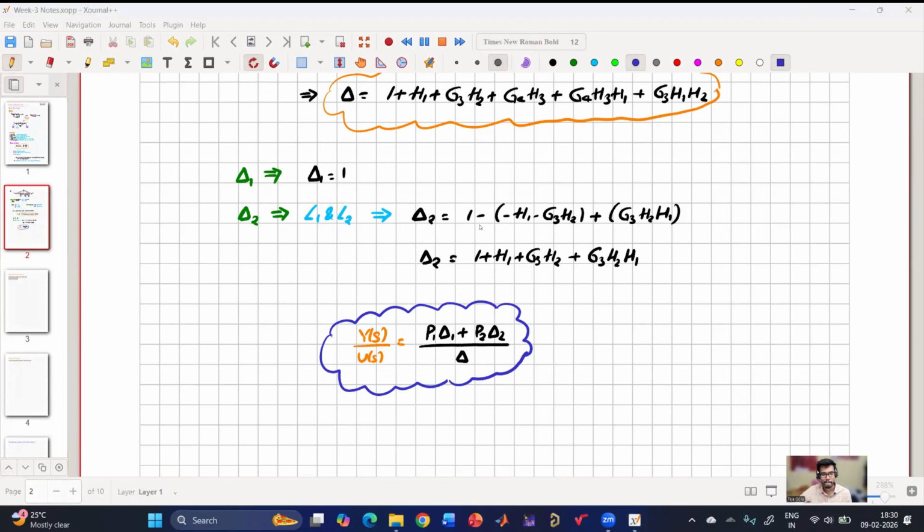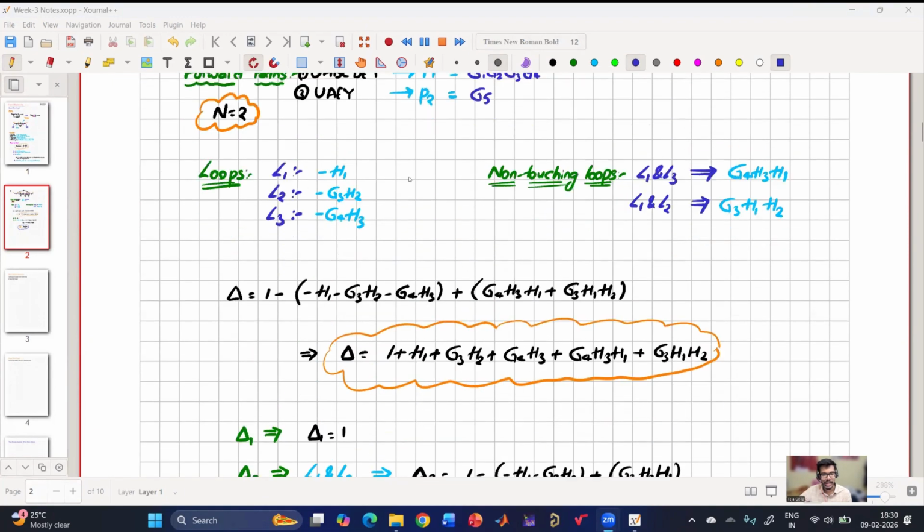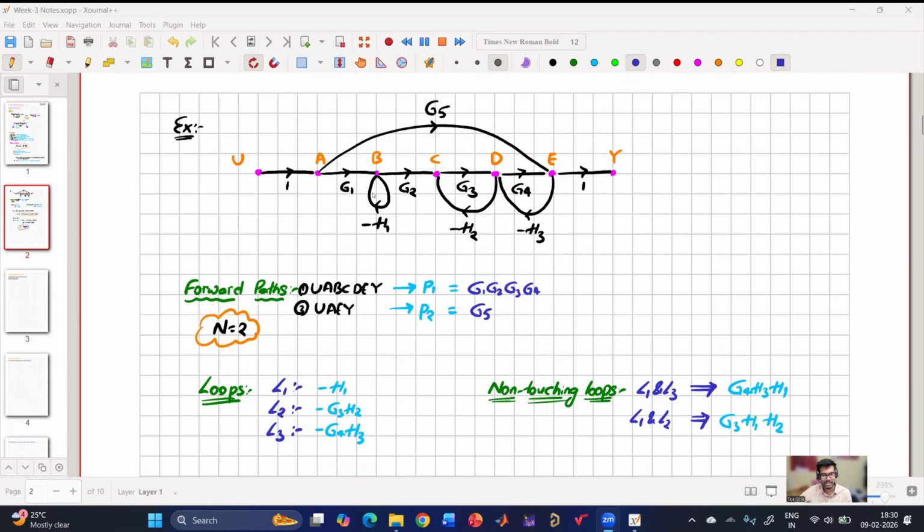Delta 2 is equal to 1 minus the gains of the loops which are not touching that particular second forward path, sir. Yes, yes, which are L1 and L2, right? This minus H1 and minus G3 H2. Why should we consider non-touching loops, sir?